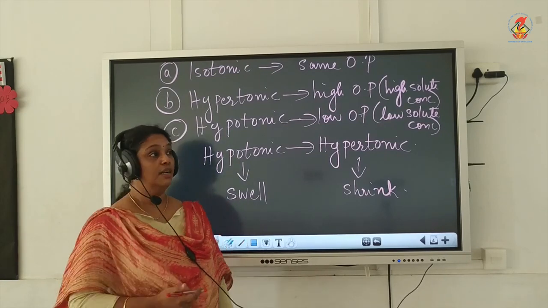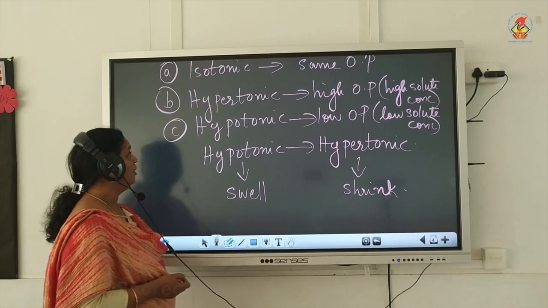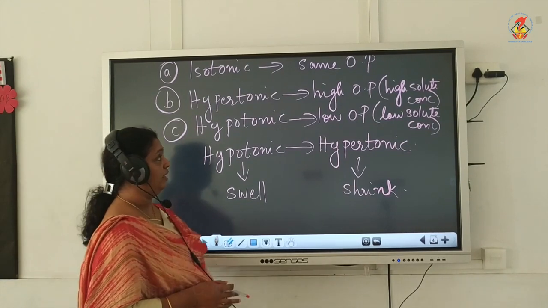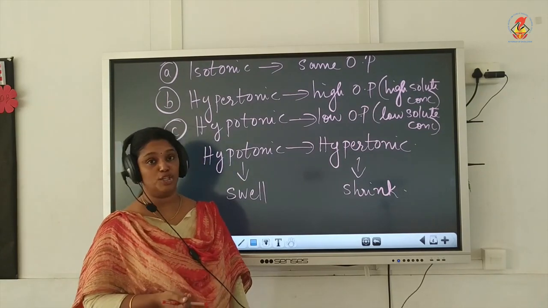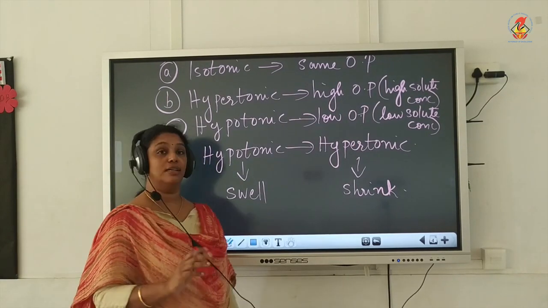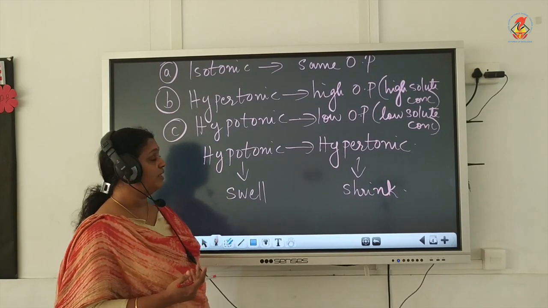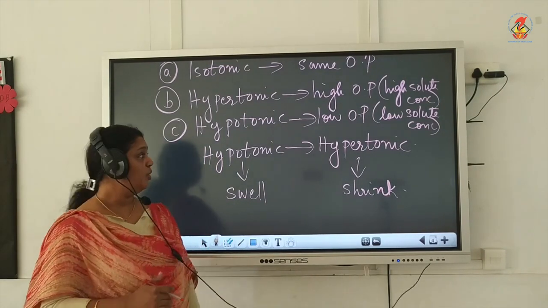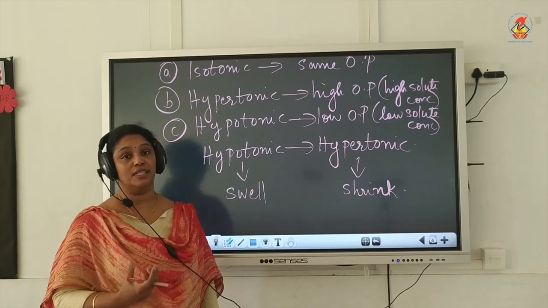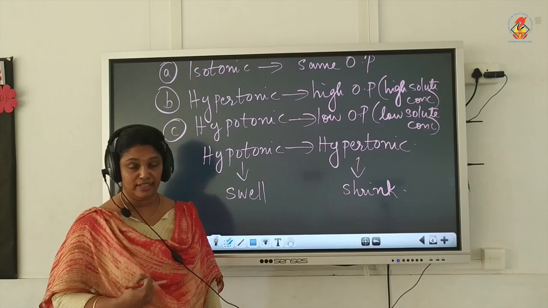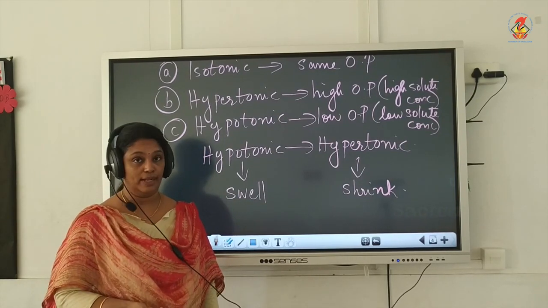So these are the three types of solutions based on osmotic pressure: isotonic, hypertonic and hypotonic. Isotonic means two solutions with the same osmotic pressure. Hypertonic is a solution with high osmotic pressure, and hypotonic is a solution with low osmotic pressure. If the solution is hypertonic, the substance added to it will shrink. If a solution is hypotonic, the substance added to it will swell.